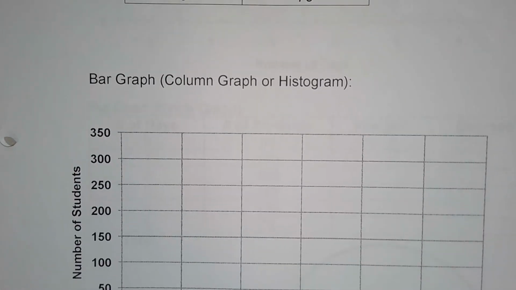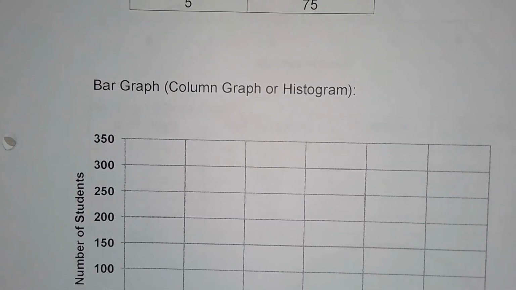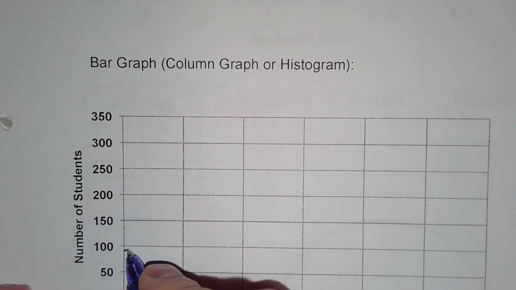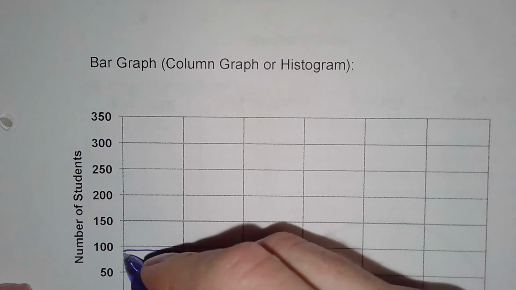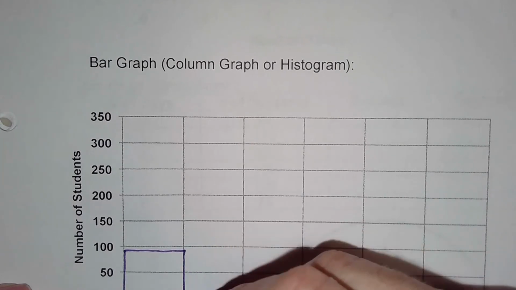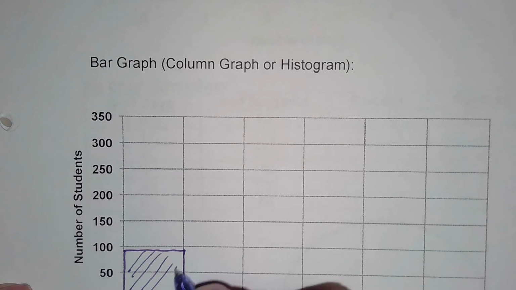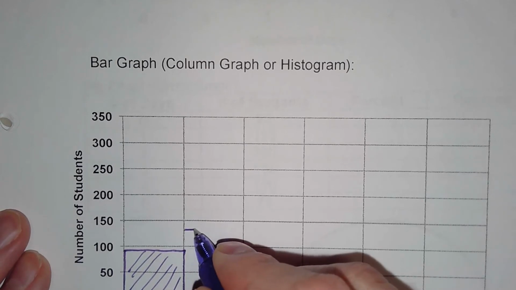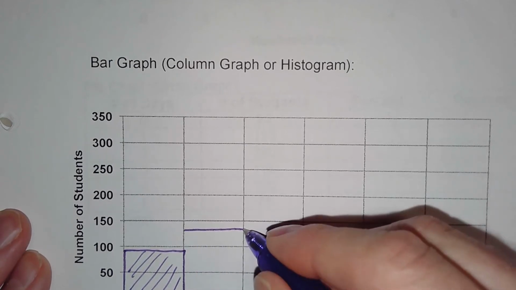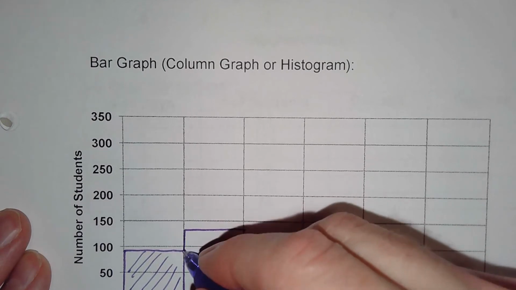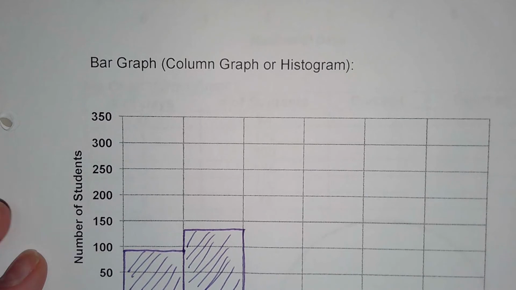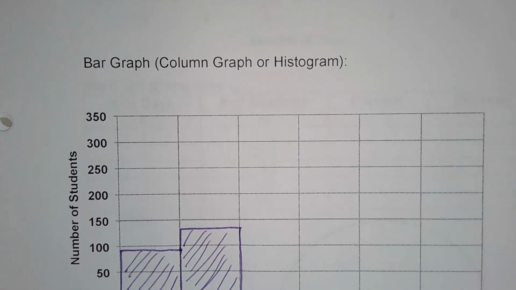So for 0 days, we have 95 students. All right, so I'm going to draw a bar graph that way, pretty close to 95. Then we have 135 for 1 day. So here's an example where I'm drawing it without any gaps. So there's no gaps for your columns.